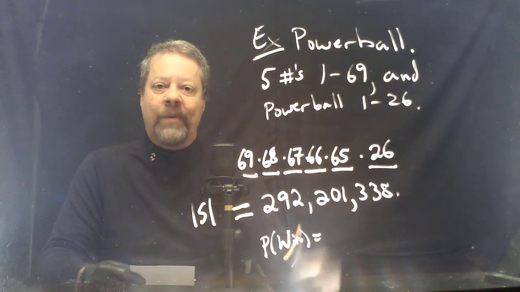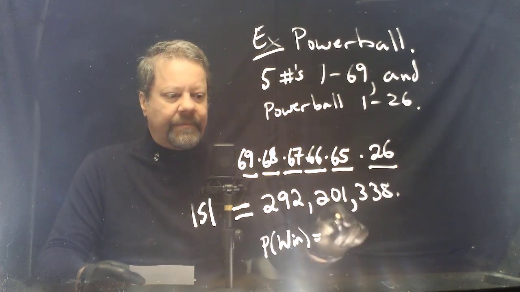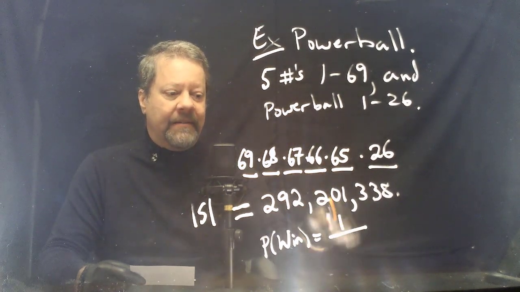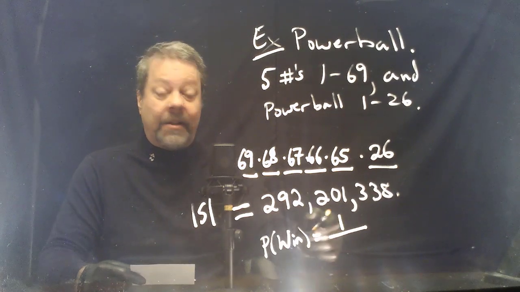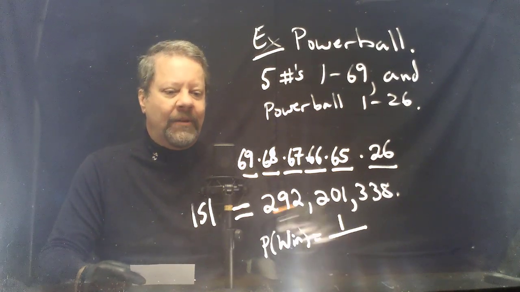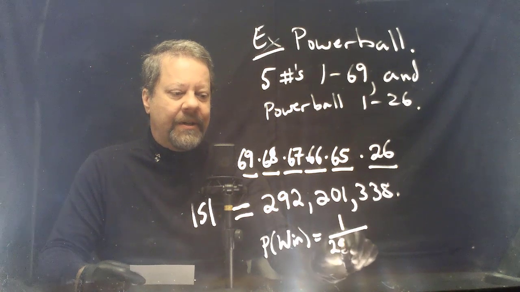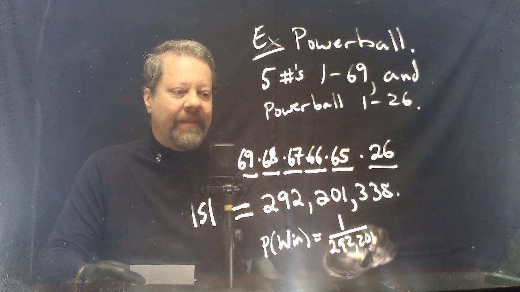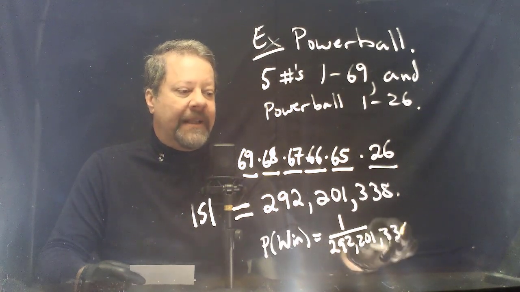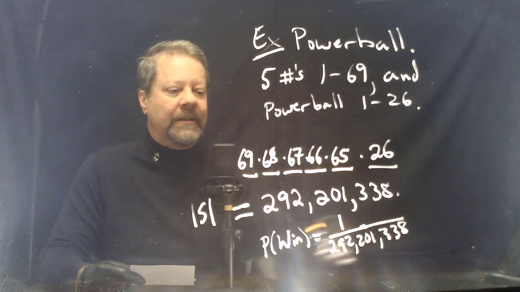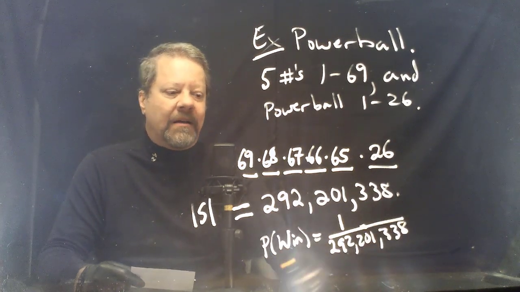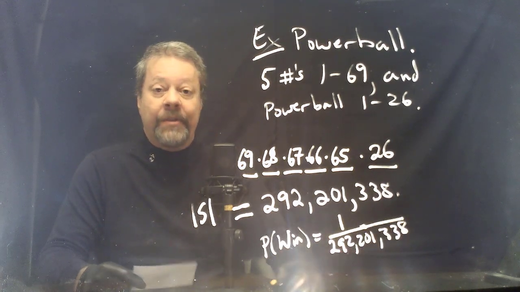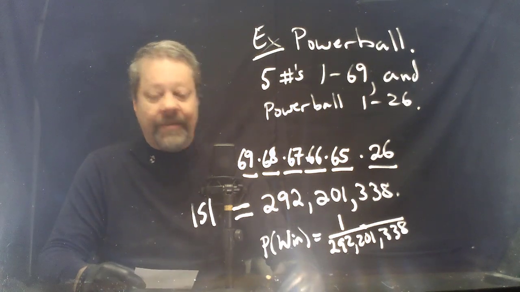So the probability of winning, there's only one way to win with each draw. So the event of winning has a cardinality of 1, whereas the sample size is 292,201,338. So your odds of winning are 1 in 292,201,338.